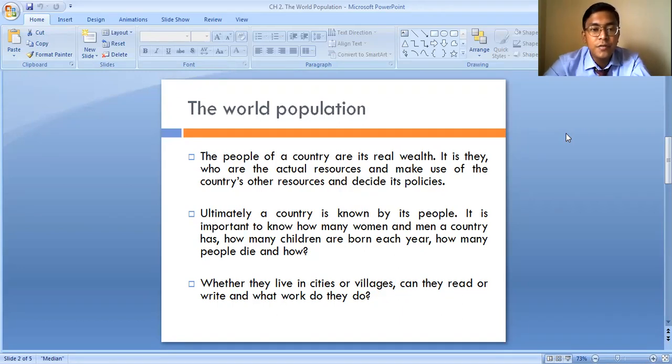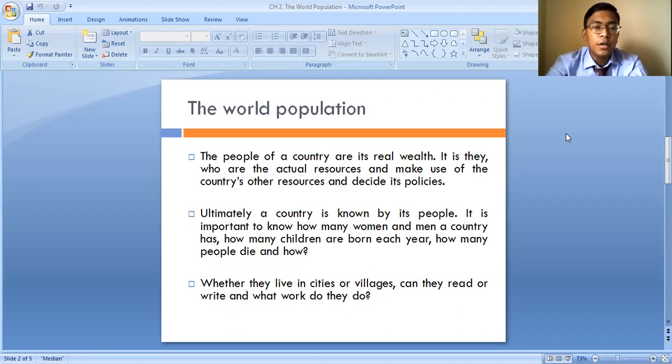And how will we get this information about the people of a country or a region? Through population studies. Whether this group of people live in cities or villages, whether they can read or write, and what work they do, all these things need to be discussed. We must have information about all these aspects.